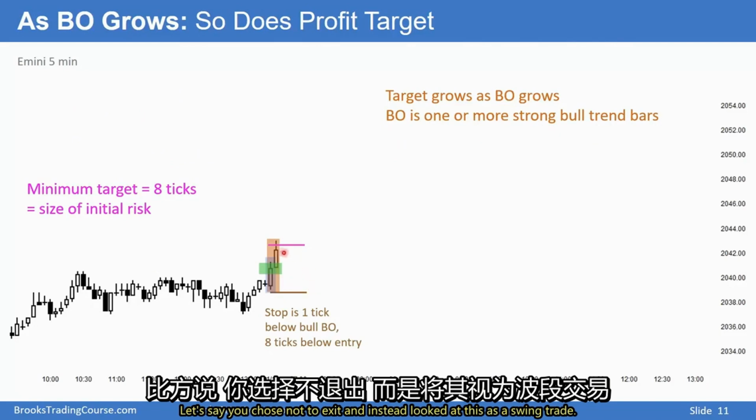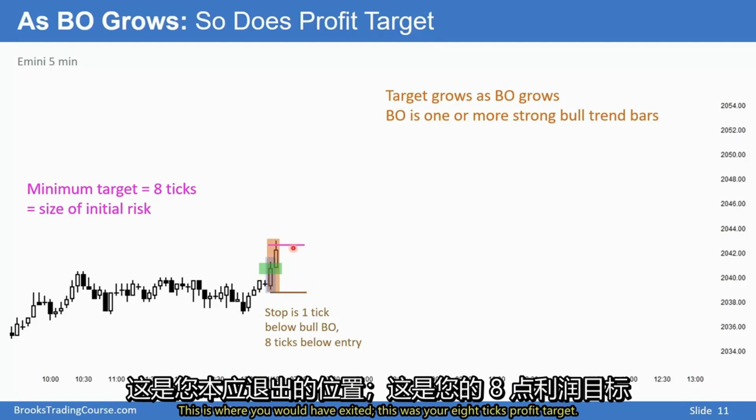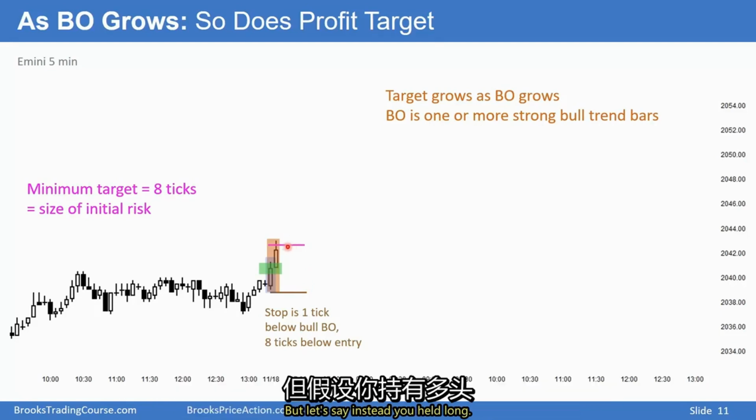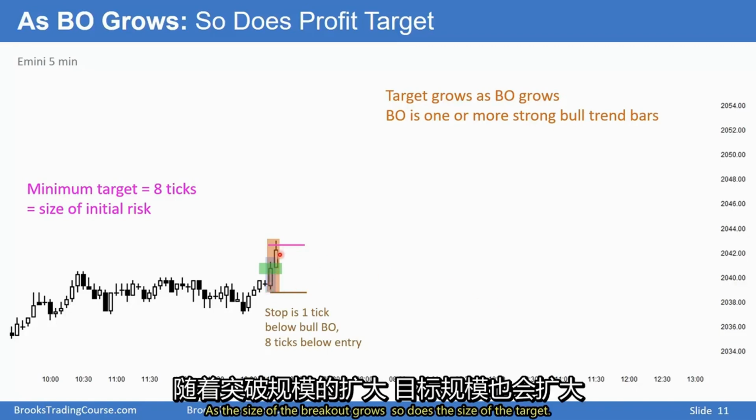Let's say you chose not to exit and instead looked at this as a swing trade. This is where you would have exited. This was your 8 ticks profit target. But let's say instead you held long. As the size of the breakout grows, so does the size of the target.